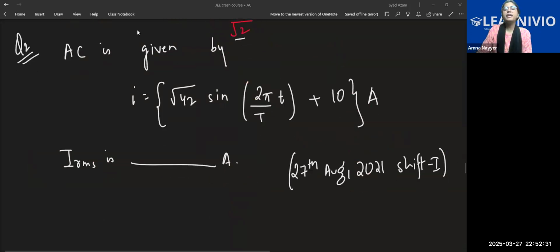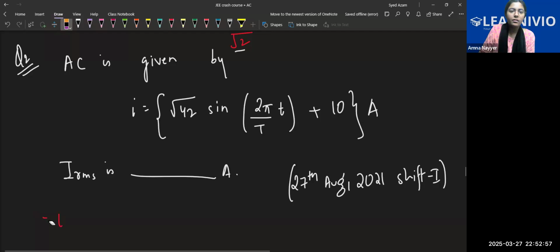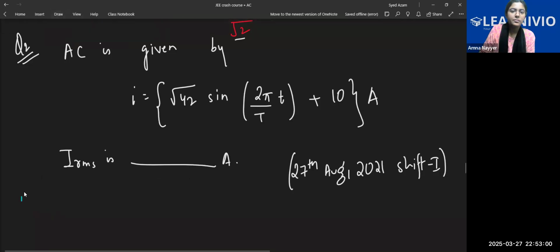Look at this question. This is saying AC is given by root 42 sine 2 pi by T into t plus 10 amperes. It's a question from a 2021 paper. That was also from a previous year only. See, till here you can relate. What's the equation that we write? I is equal to I naught sine omega t. Omega is written as 2 pi by T.